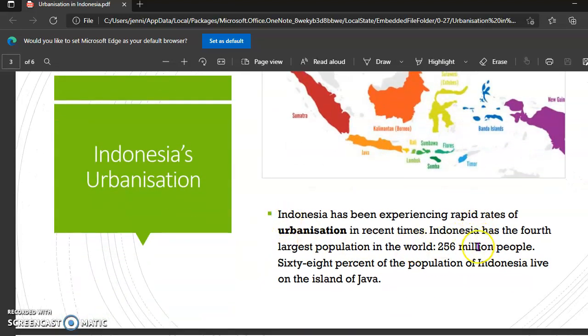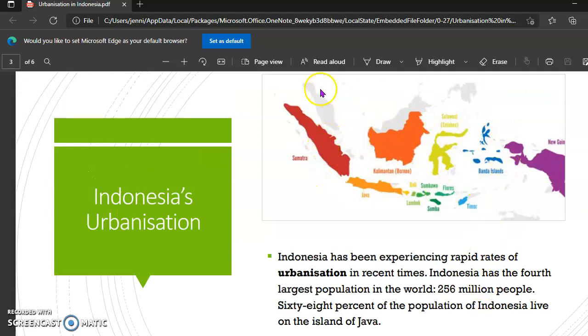Okay, so this is a map that actually shows you in more detail some of the key islands. We're going to be talking a lot about Java. Indonesia has been experiencing rapid rates of urbanization in recent times. Indonesia has the 4th largest population in the world. 256 million people live in Indonesia. 68% of the population of Indonesia live on the island of Java. So you can do the maths if you want: 68% of 256 million people on a pretty small area.